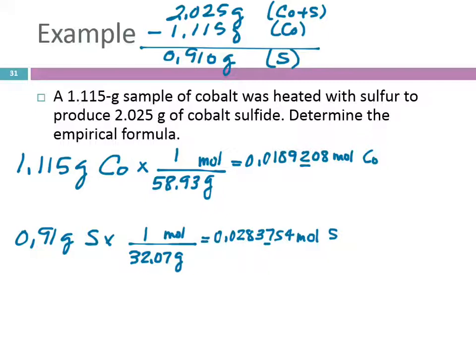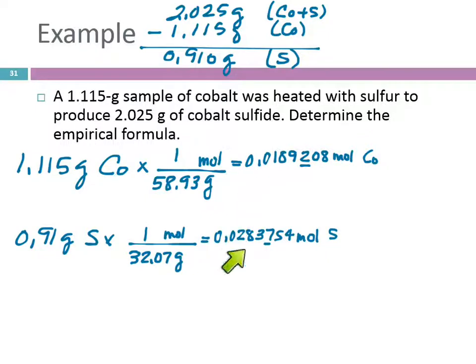So we could write the formula of this compound as Co 0.0189208, S 0.0283754. That would be tedious, wouldn't it? In a compound, there could be 2 cobalt atoms to 1 sulfur atom, or 1 cobalt to 3 sulfurs. There's a small whole number ratio of atoms. There's a small whole number ratio of moles, too.